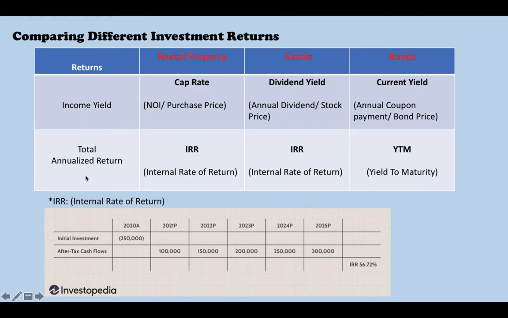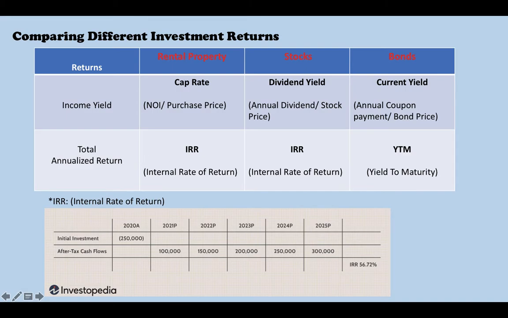However, if you want to evaluate the overall return of each investment, let's say you buy these different assets, hold for 3 years, then sell at the end. Then you should compare the rental property's IRR, the stock's IRR, and the bond's yield to maturity. They are annualized total returns.